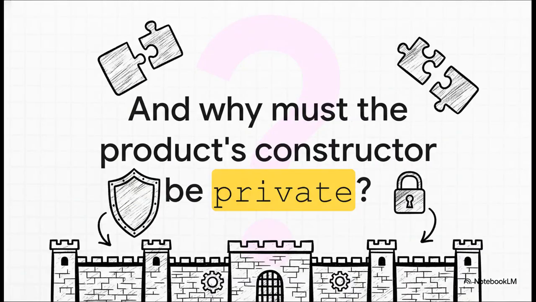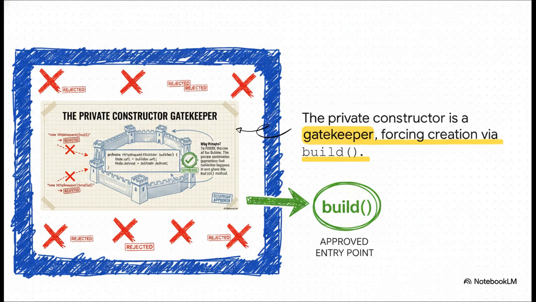And that brings us to the other key part of this whole security system. Why does the product's constructor have to be private? This is what really locks everything down and guarantees safety. It's all about control. That private constructor is like a bouncer at a club. It stops anyone from just creating an object directly with new. It forces everyone, and I mean everyone, to go through the proper channel, the build method. And that's exactly where we put all our important validation logic, ensuring no invalid object can ever be created.